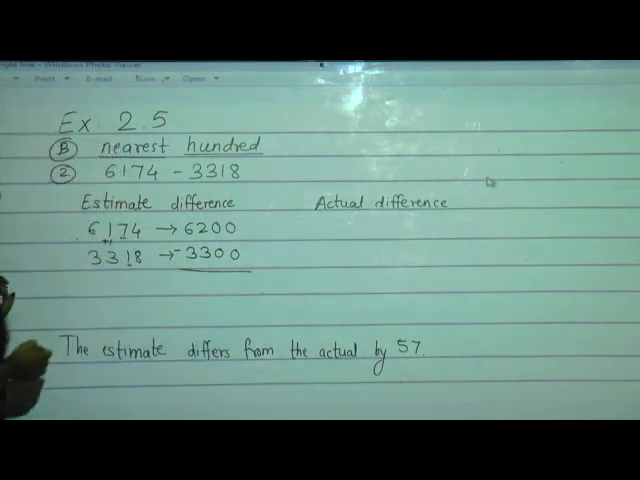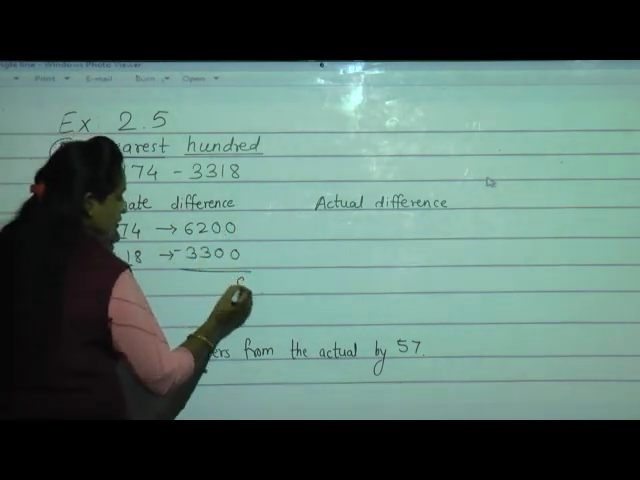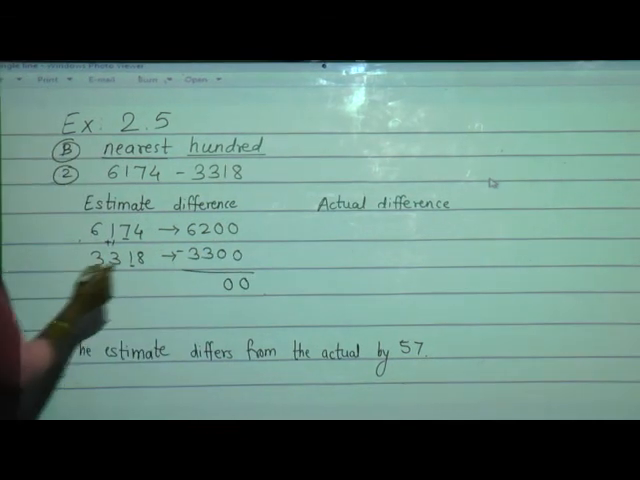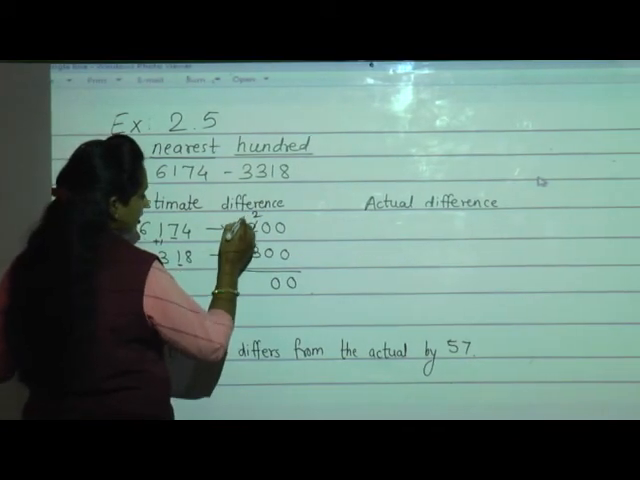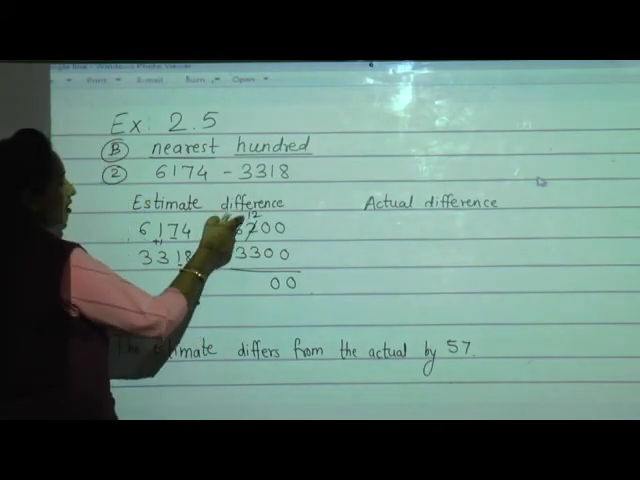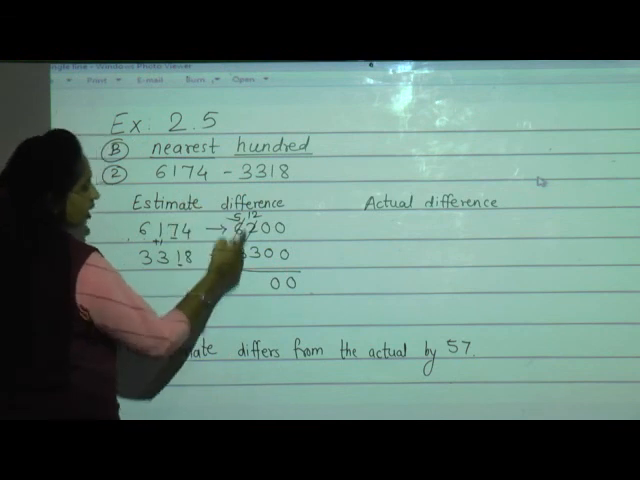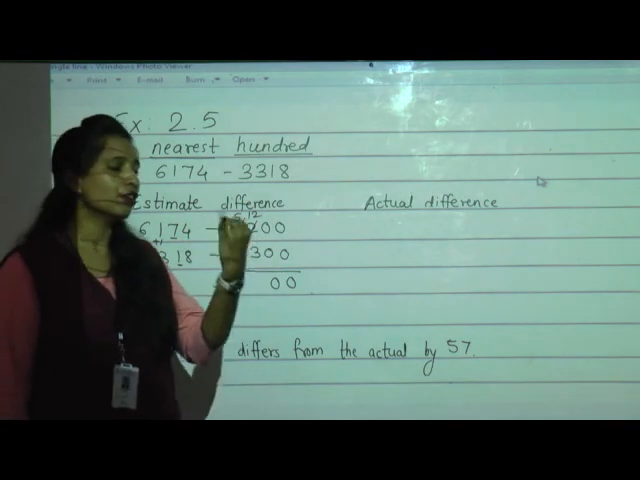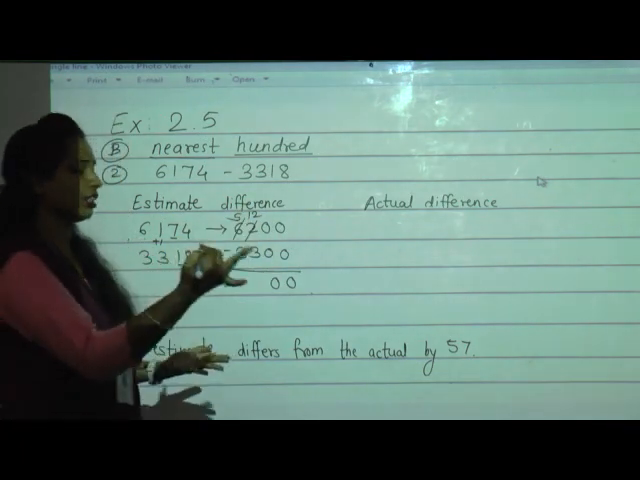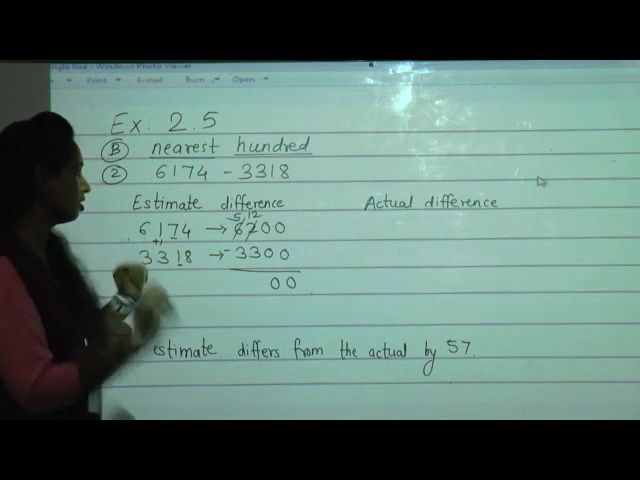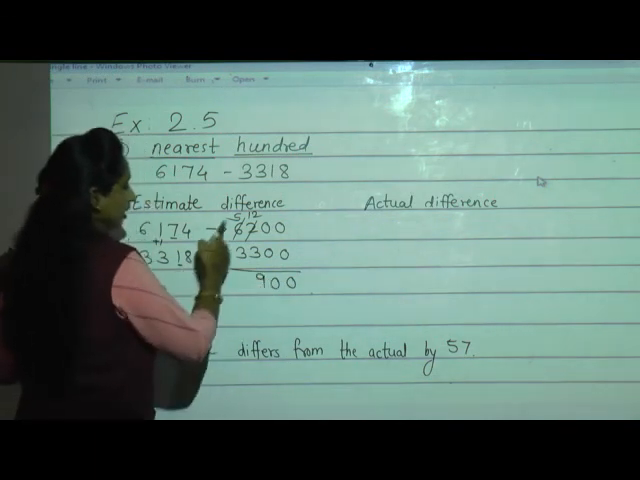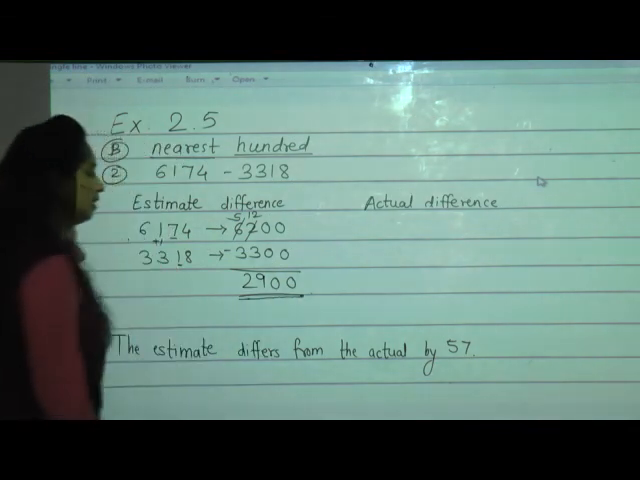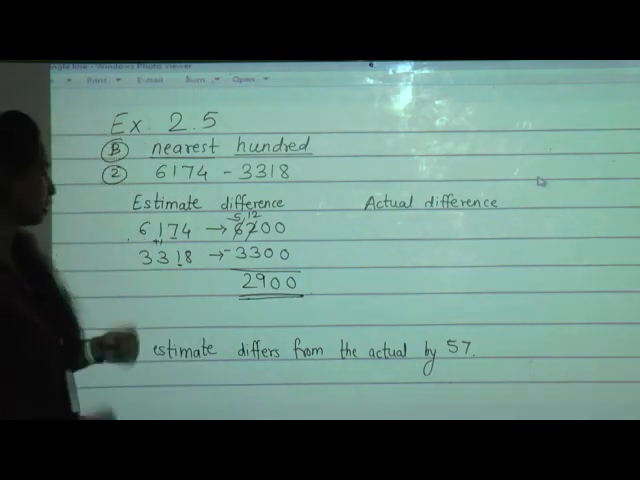Okay, now we will subtract. 0 minus 0, 0. 0 minus 0, 0. 2 minus 3, we cannot do. So cut the 2, write it as it is. Take borrow from the neighbor. The neighbor is having 6, he will give 1, 5 will remain. Now 12 minus 3. Count after 3 till 12 comes: 4, 5, 6, 7, 8, 9, 10, 11, 12. So how many fingers? 9. So right here 9. Now 5 minus 3 is 2. So this is the estimate difference. Now we will find out the actual difference.